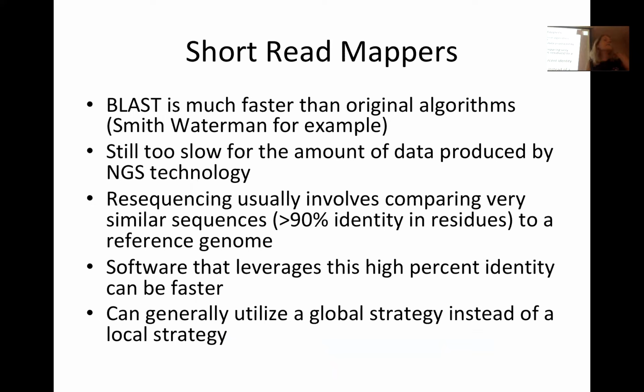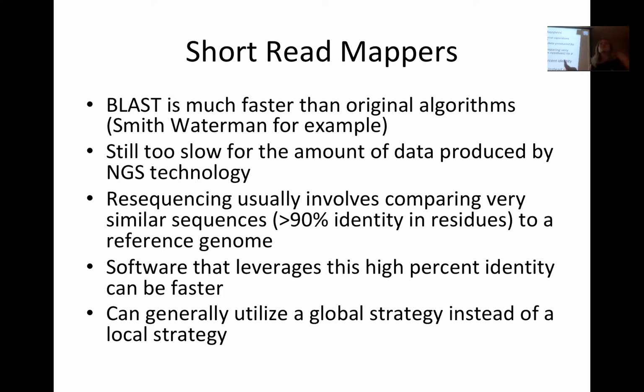So BLAST is a lot faster than the original algorithms we talked about. So we talked about Smith-Waterman as another example that gives you an absolute guaranteed optimal solution. BLAST is a heuristic. It gives you an approximate solution based on some clever ways to speed up mapping. But BLAST is still way, way too slow for the amount of data produced by a next generation sequencing technology. We would still be waiting years and years and years to map single runs.